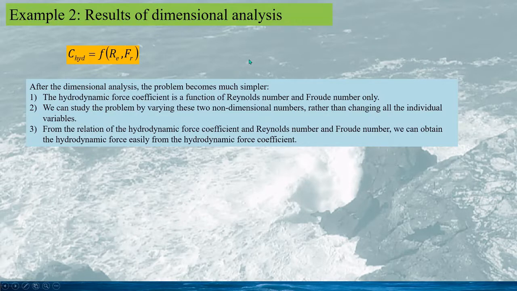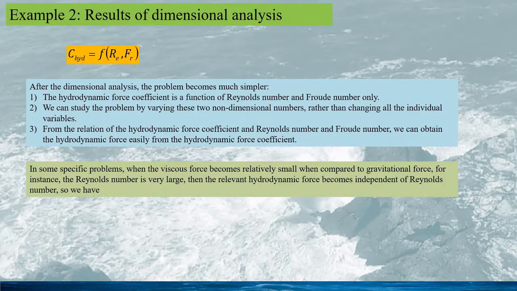So, after the dimensional analysis, the problem becomes much simpler. And we can study the problem by varying the Reynolds number and Froude number, rather than changing all the individual variables. From the relation of the hydrodynamic force coefficient with the Reynolds number and the Froude number, we can obtain the hydrodynamic force easily from the hydrodynamic force coefficient.